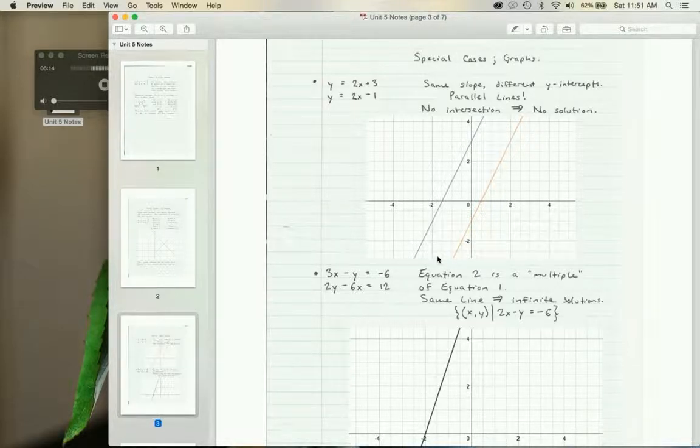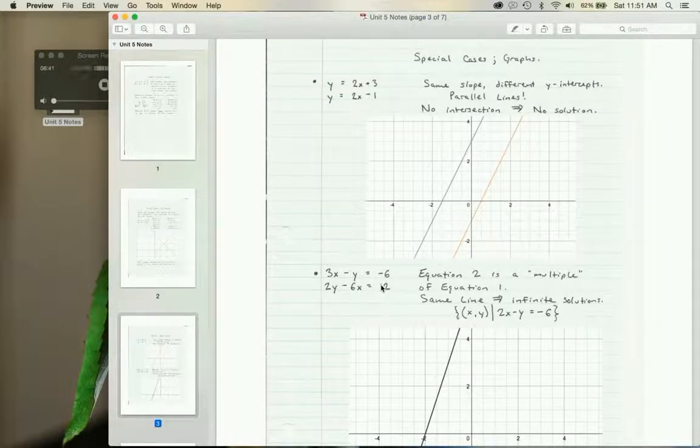And we know that parallel lines never intersect, ever. So these lines will go on forever in either direction, but they will never cross paths. No intersection means there is no solution. So it is possible to have a system of linear equations that has no solution. This is kind of like a trick question here. This system of equations doesn't have a solution. No solution exists. That's one special case.